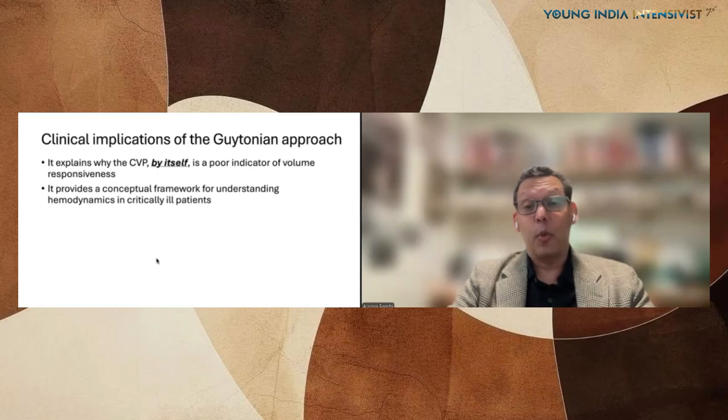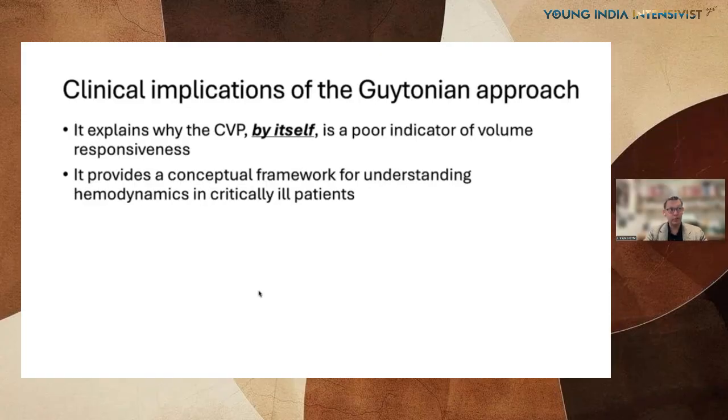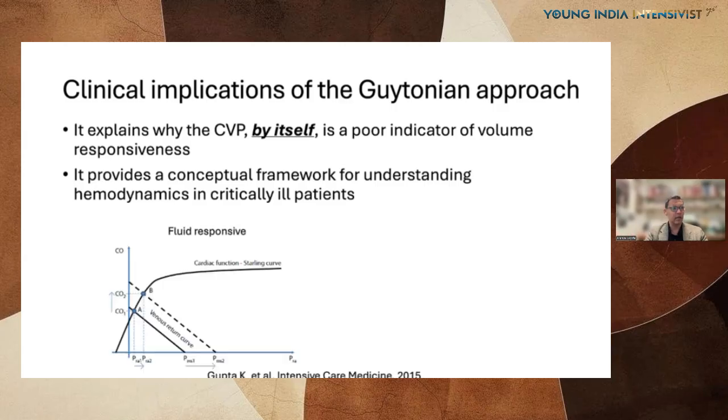So that tells you why the CVP number by itself really does not tell you much about what the heart or the circulatory system will do in terms of volume. And it provides a roadmap, a framework to think of hemodynamics in critically ill patients. So this is a simple example of someone who's fluid responsive.